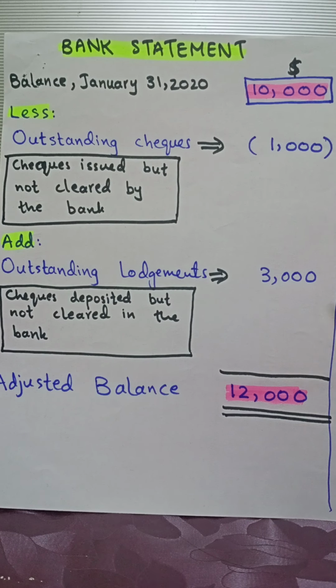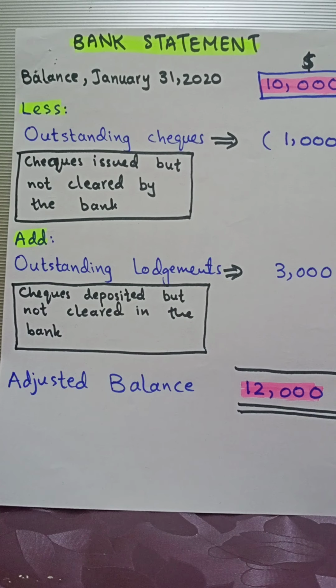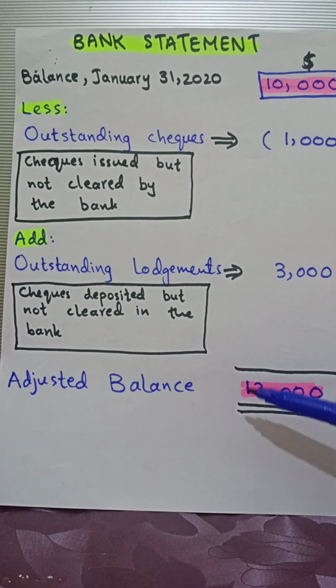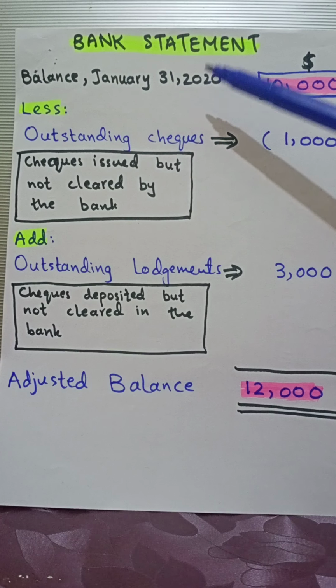Now, after making these adjustments, deducting 1,000 from 10,000 and adding back 3,000, we have got the adjusted balance, which is 12,000. This adjusted balance is exactly the cash which your business is having at this time. So 12,000 is the exact amount that your business owns at January 31, 2020.